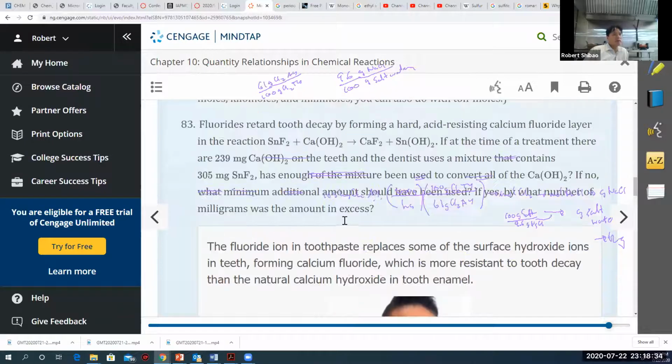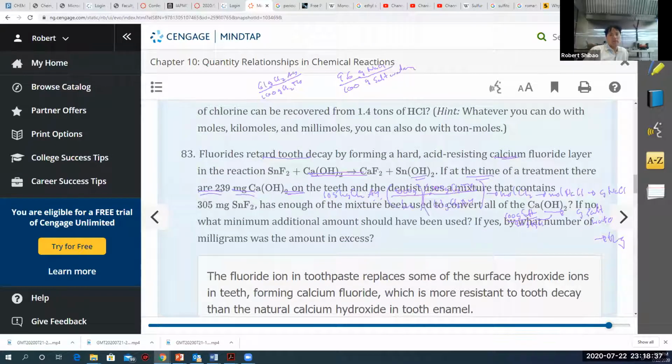All right, okay, let's look at the next problem here. Fluorides retard tooth decay by forming a hard acid-resistant calcium fluoride layer. So they react with calcium in the teeth, and this is a precipitate, calcium fluoride. If at the time of treatment there are 239 milligrams of calcium hydroxide on the teeth, and the dentist uses a mixture that contains 305 milligrams of stannous fluoride, or tin 2 fluoride, has enough of the mixture been used to convert all the calcium hydroxide?